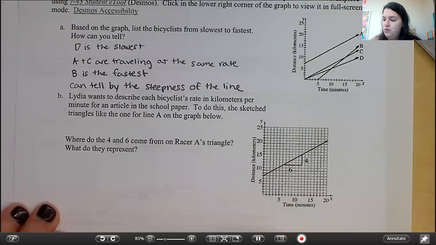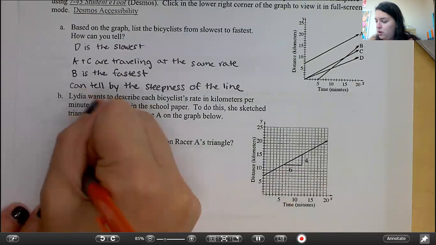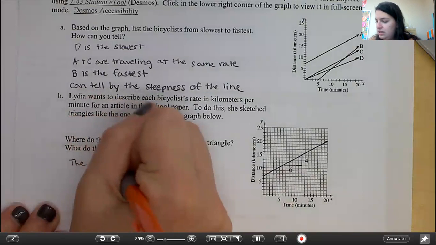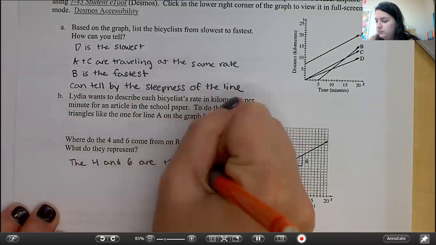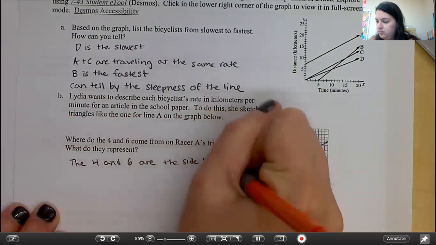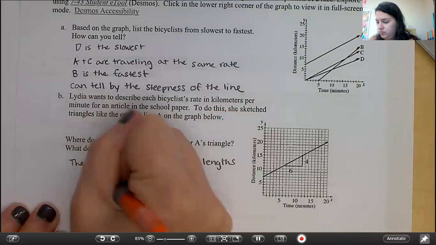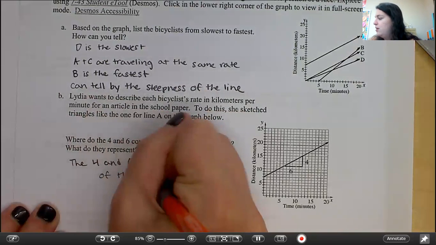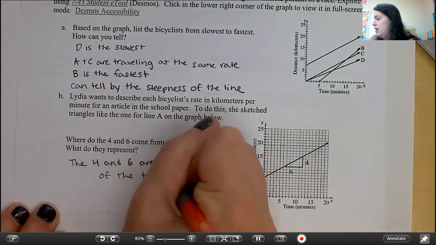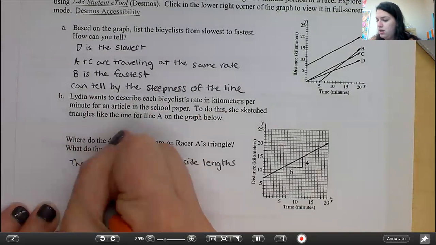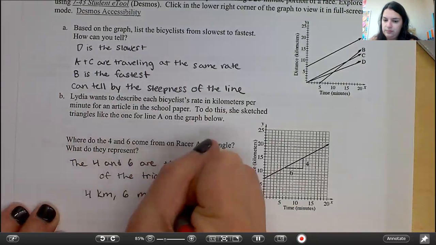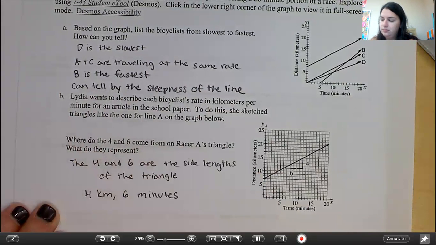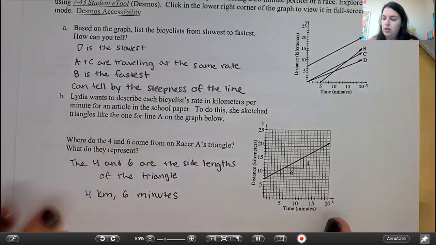Okay, so if you're back with me, you've answered this. The 4 and 6 are the side lengths of the triangle. So what it means is that every 4 kilometers takes 6 minutes. Okay, we're going to look at this a little bit more in depth when you flip it over to the back.